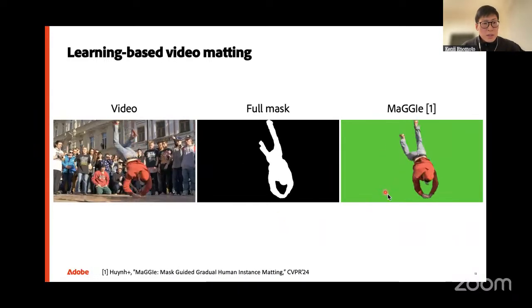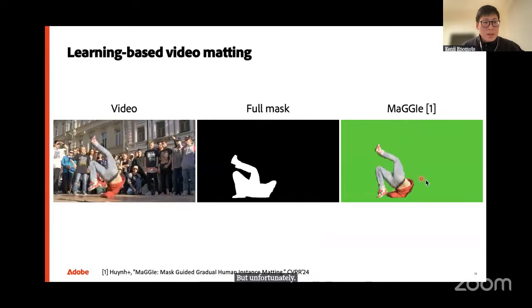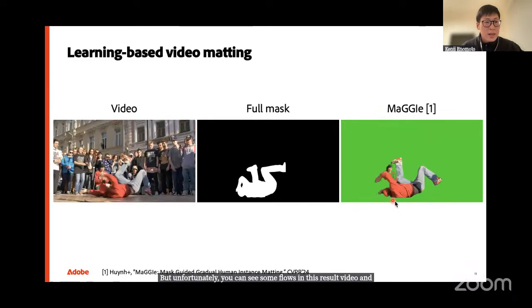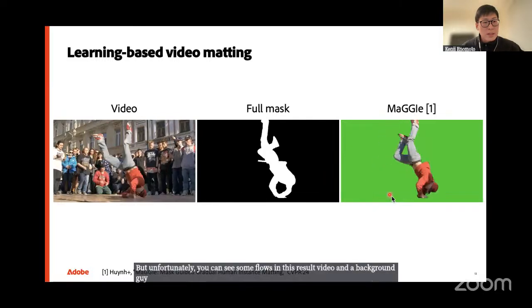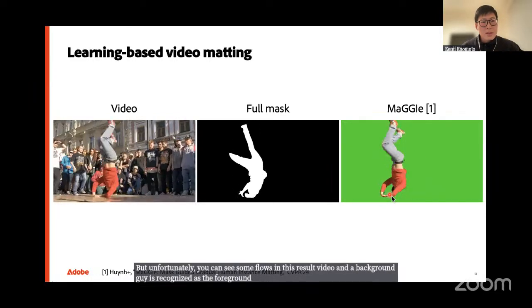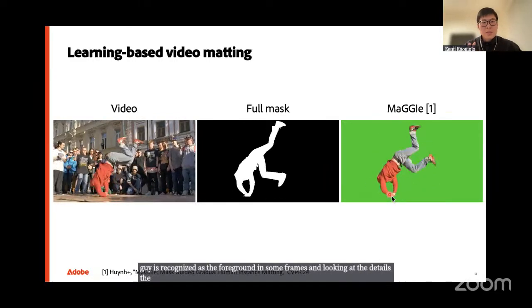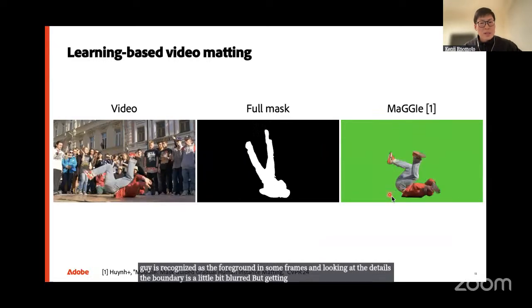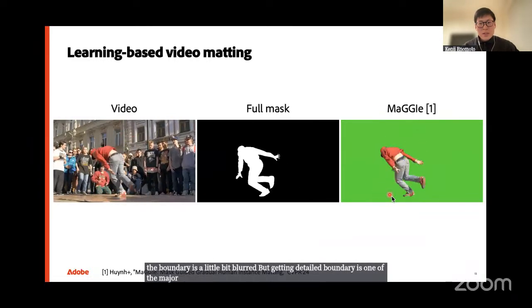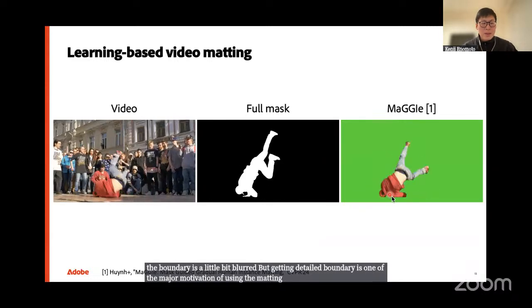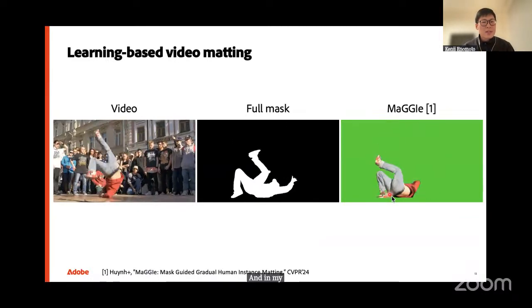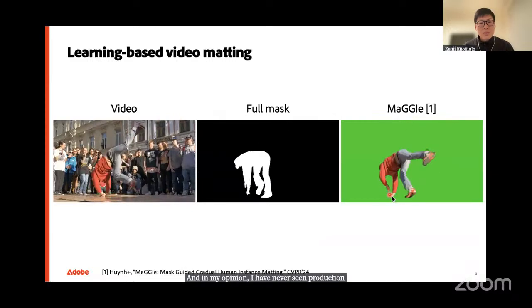But unfortunately, you can see some flaws in this result video. A background guy is recognized as the foreground in some frames, and looking at the details, the boundary is a little bit blurred. But getting detailed boundary is one of the major motivations of using matting over segmentation. And in my opinion, I have never seen a production-ready video matting model.